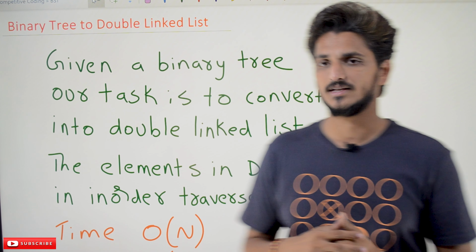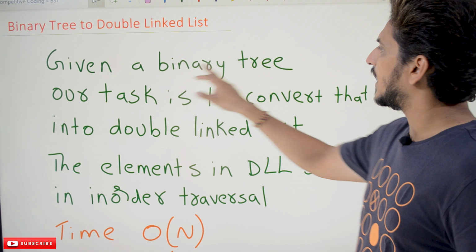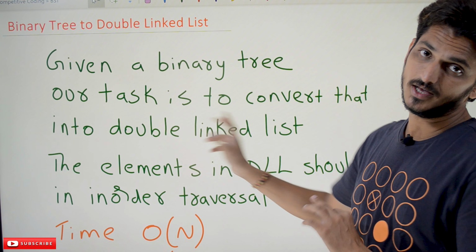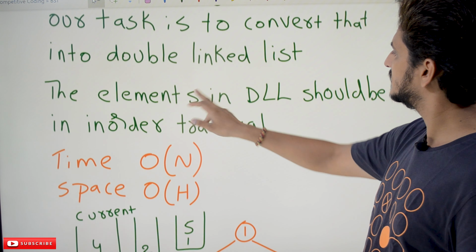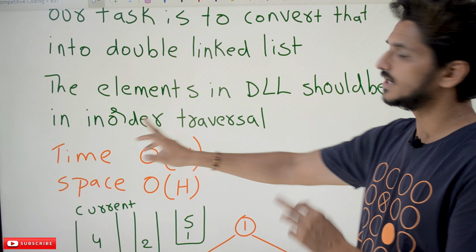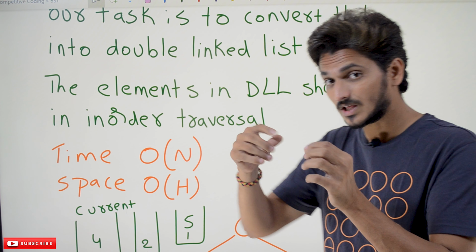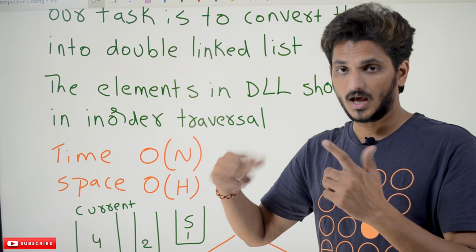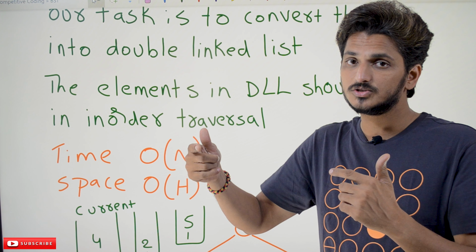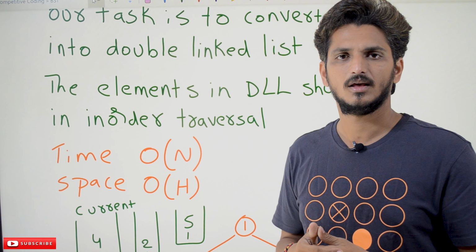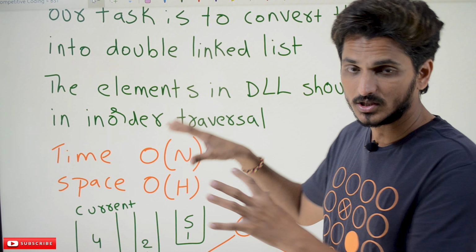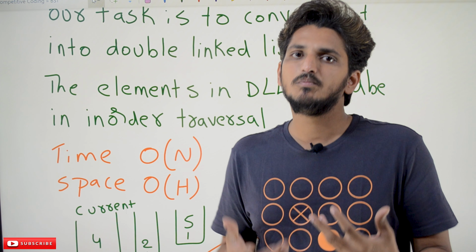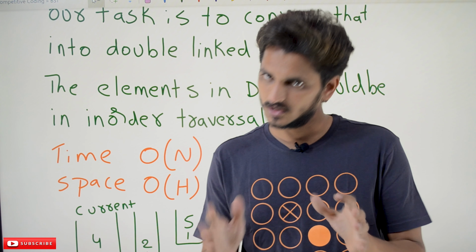Coming to today's class, given a binary tree, our task is to convert that into a double linked list. The elements in the double linked list should be in inorder traversal. Whichever way you display the inorder traversal, the elements present in the double linked list should be in that order. When you hear this point, the first thing that comes to your mind is yes, we need to implement inorder traversal.